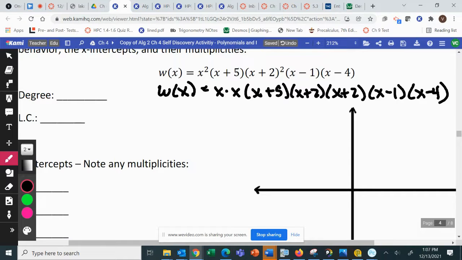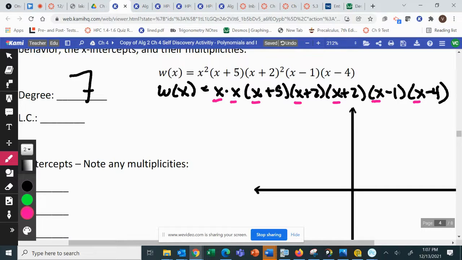Grayson, did you get the degree? What'd you get? 7 is correct. So the degree is 7. If you wrote them out, that's one way of doing it. If you didn't write them out, but because you know that x squared would be x and x, that's fine. There's a total of 7 x's being multiplied here. So the degree is 7.